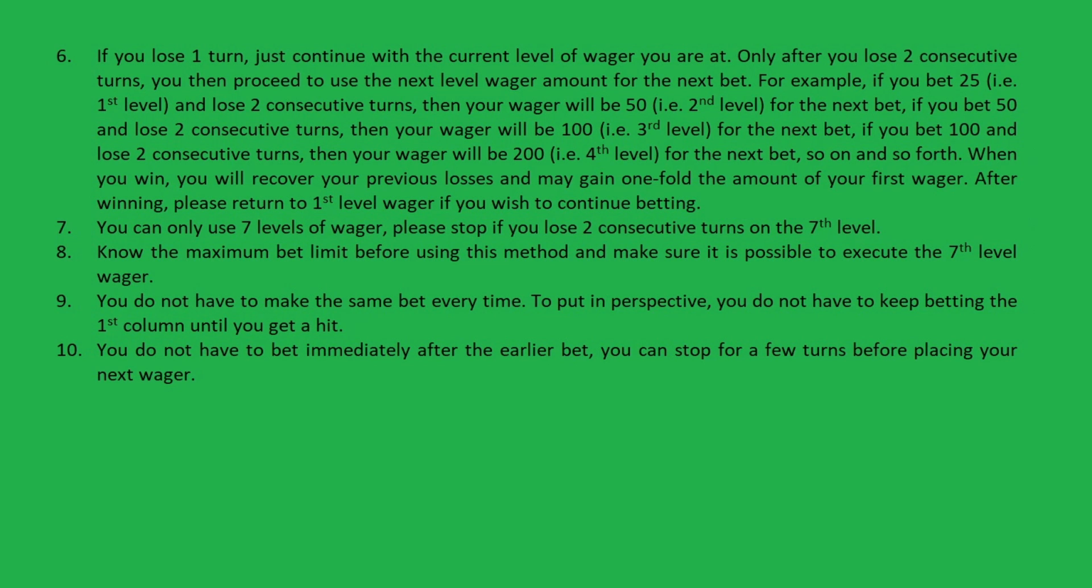7. You can only use 7 levels of wager. Please stop if you lose 2 consecutive turns on the 7th level. 8. Know the maximum bet limit before using this method and make sure it is possible to execute the 7th level wager. 9. You do not have to make the same bet every time.